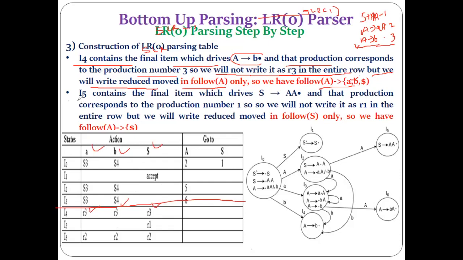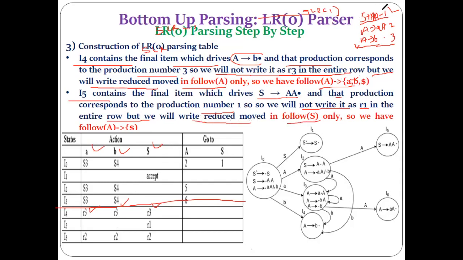Similarly, I5 contains the final item, which is S derives AA dot. Now S derives AA dot is production number 1, and that corresponds to production number 1. So we'll write R1. Now why are we writing R1? R indicates the reduction, 1 indicates the production number. Now we'll not make the entry of R1 in the entire row, but we'll make the entry of the reduce move in the follow of S.